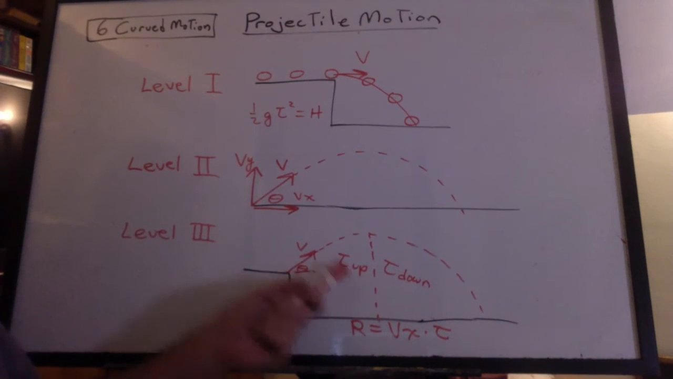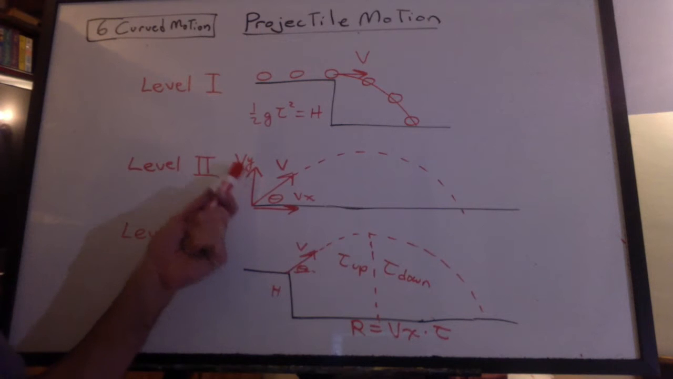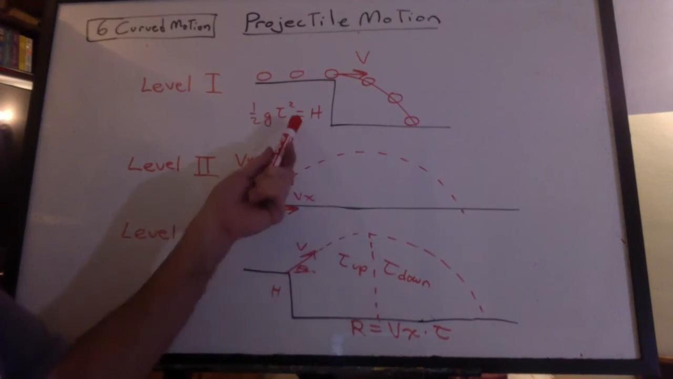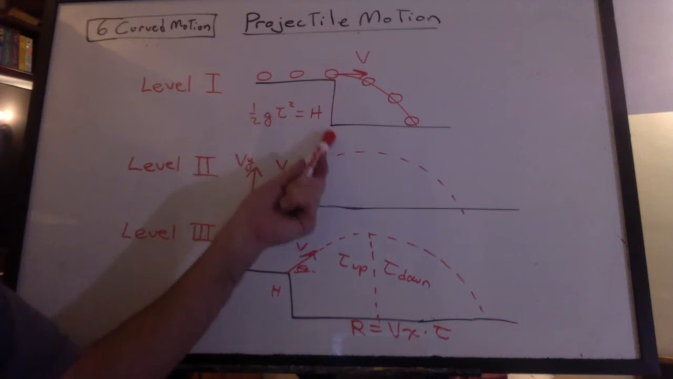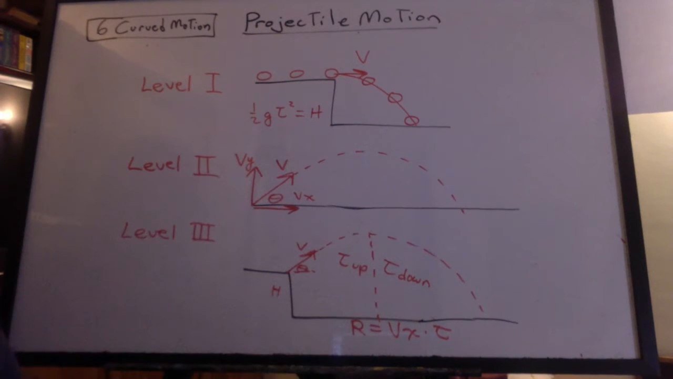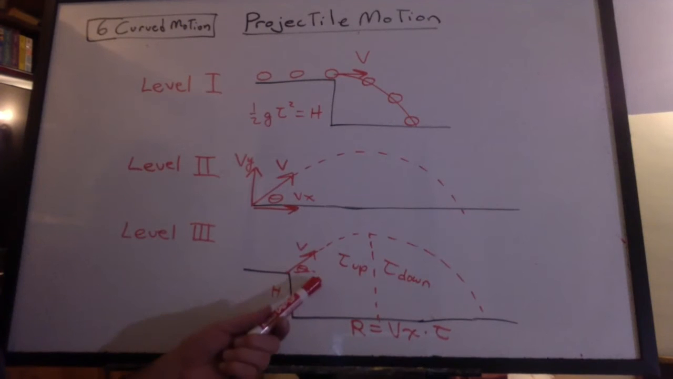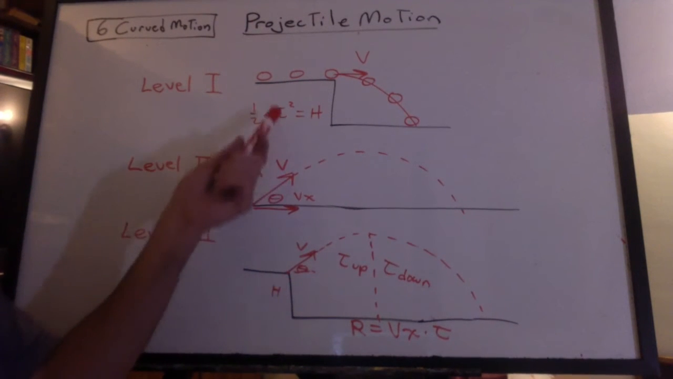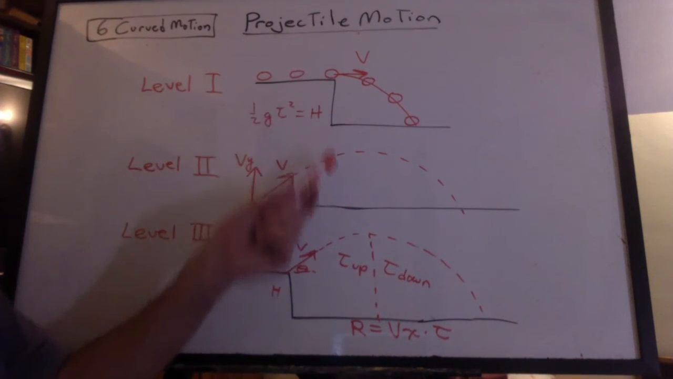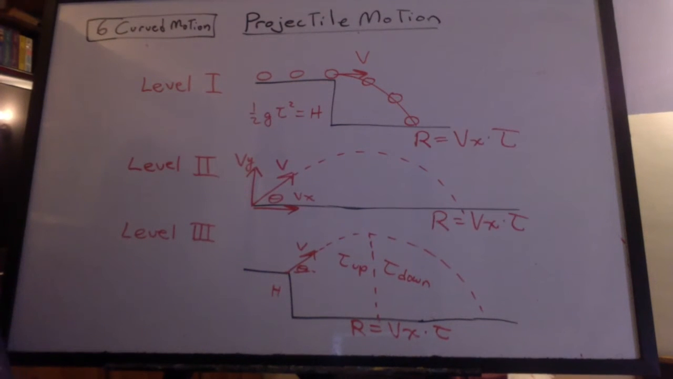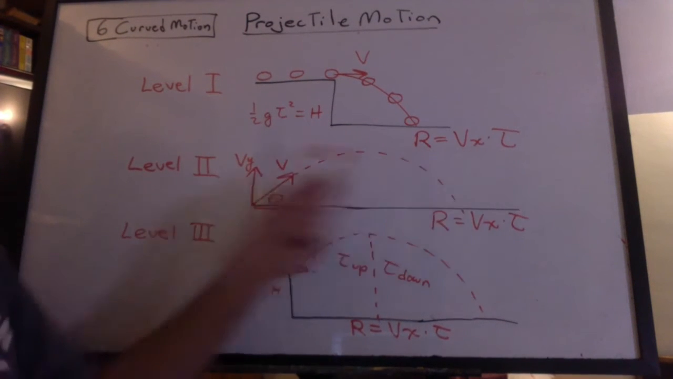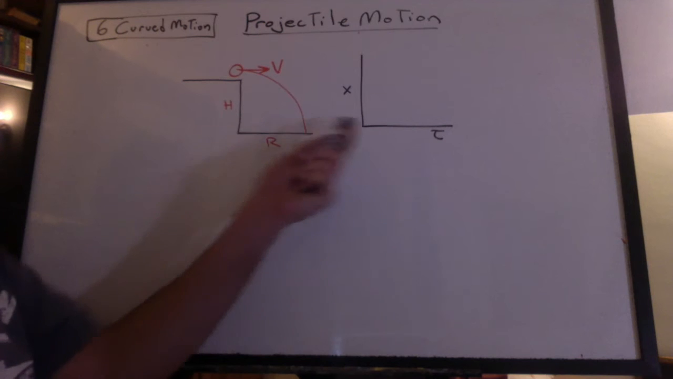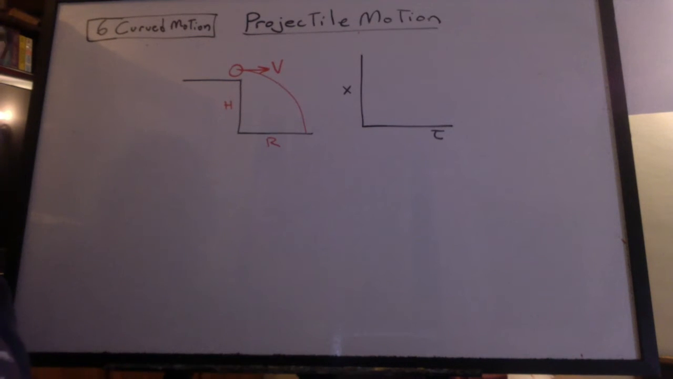The time up is found the same way we did here, using that initial velocity in the y direction. The time down is the same way we did here, finding the time it takes to fall that distance. So you can see a level 3 is like a combination of a level 2 and a level 1, but there's something that's in common in all of them. The range is the Vx times t. And now let's review our graphing motion concepts.